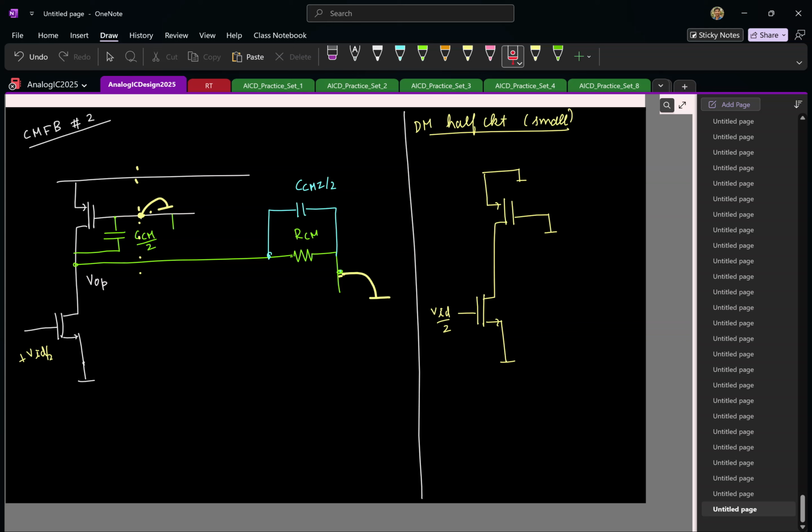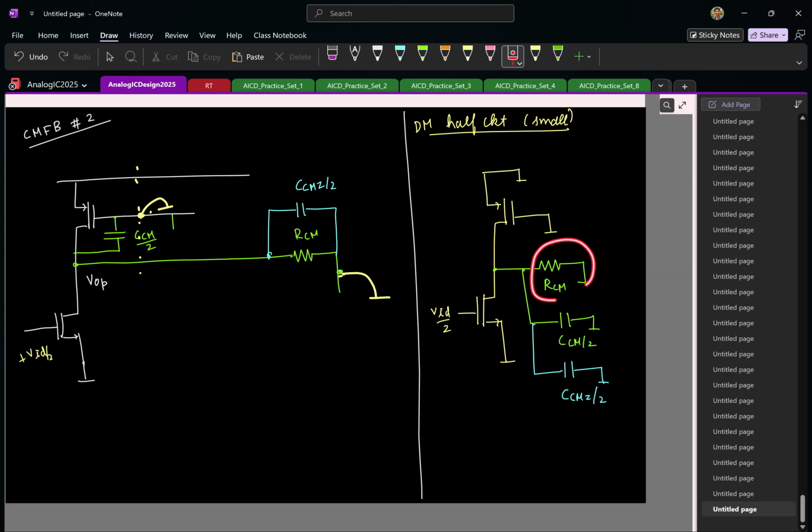The common mode sensing capacitors, resistors. So I have RCM here. I also have this capacitor CCM by 2, the Miller compensation capacitor. That will also come here. CCM by 2. And what else? This zero adding capacitor is also there, so of course as before.